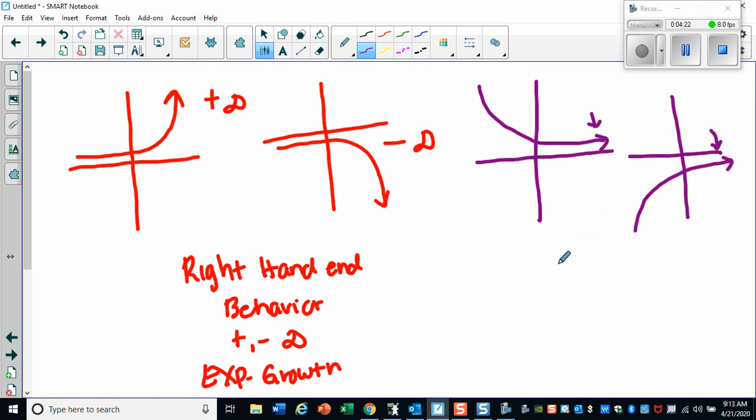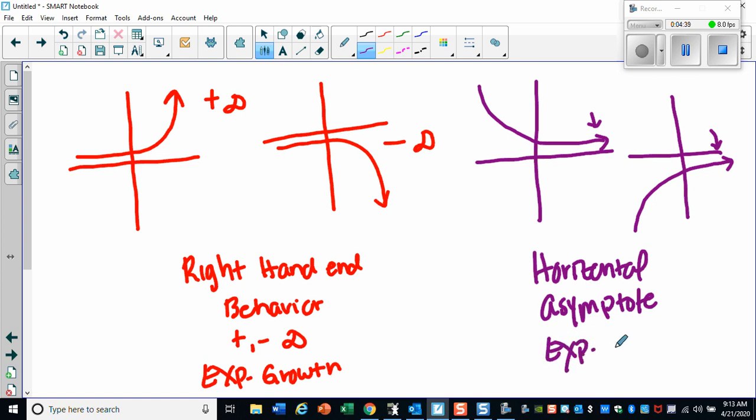So once again, look at the right-hand end behavior. If the right-hand end behavior is going towards the horizontal asymptote, then that is going to be exponential decay.